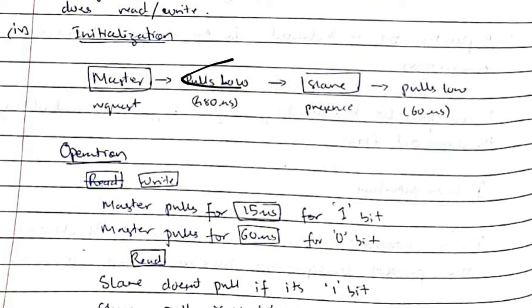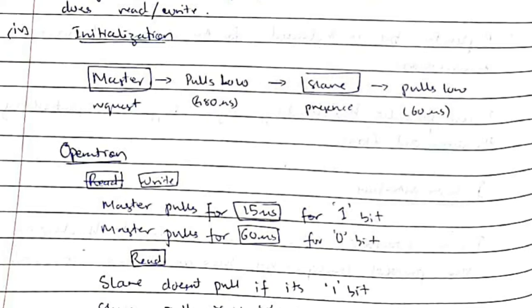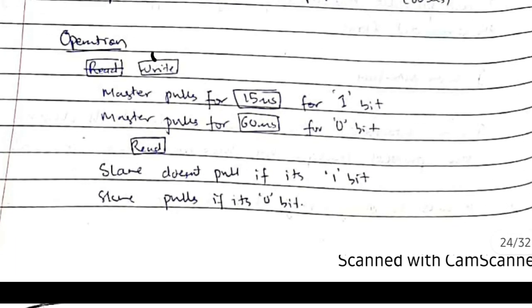First, the master will pull low the clock line for 480 microseconds. Okay, and the slave will pull the clock line low for 60 microseconds. If these both conditions take place, at that time the communication line between the master and the slave will be initialized. After that, the operation should take place. Either it will be write or read.